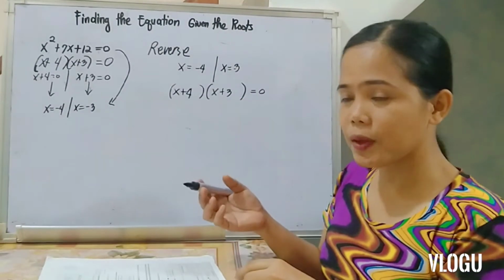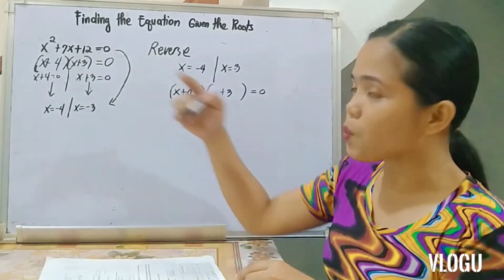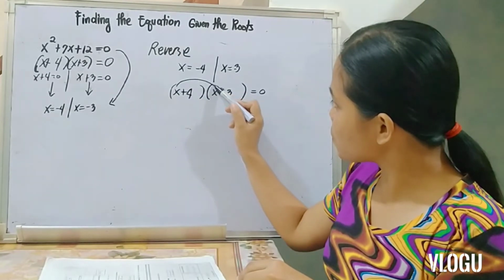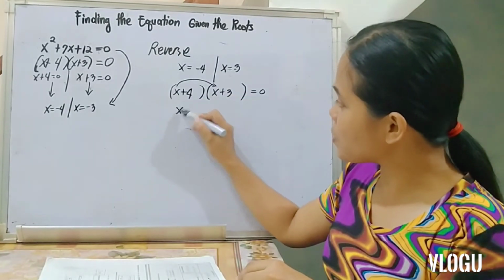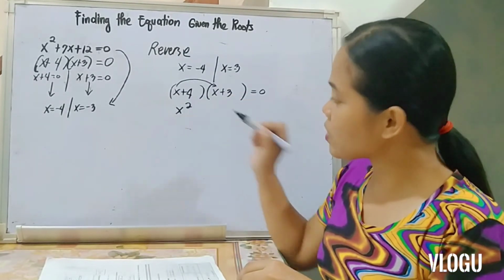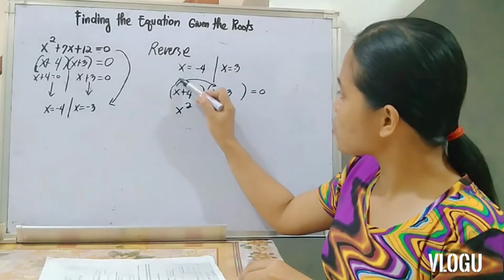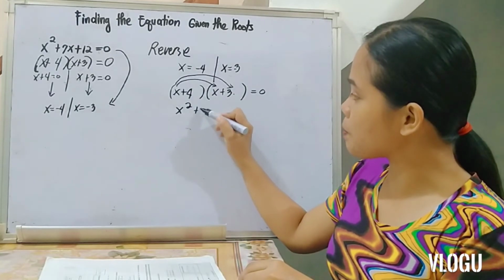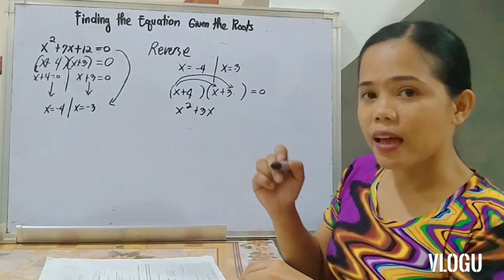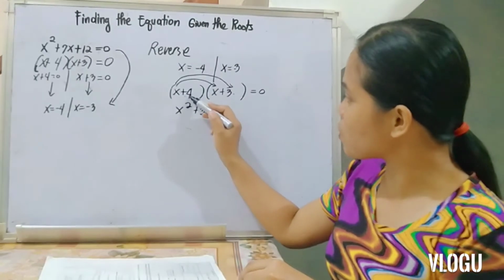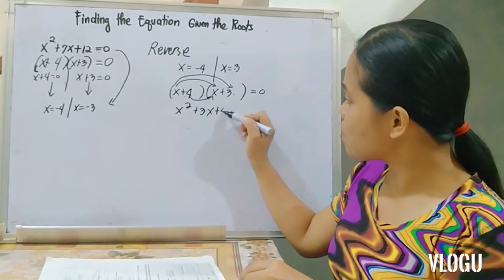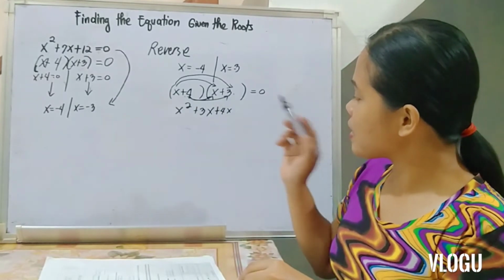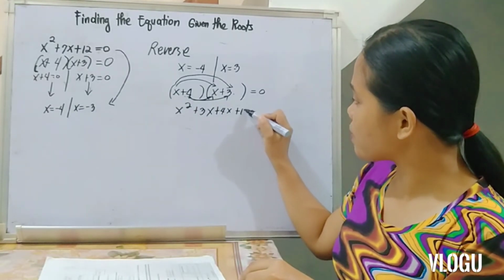Next step, in order to get this equation, we're going to apply the FOIL method. First terms: you multiply x and x, that is x squared. Next are the outside terms. So you have x and 3, when you multiply, you will get positive 3x. And then we have the inner terms. So you have 4 and x will make 4x. And then the last terms, 4 and 3, that is equal to 12.